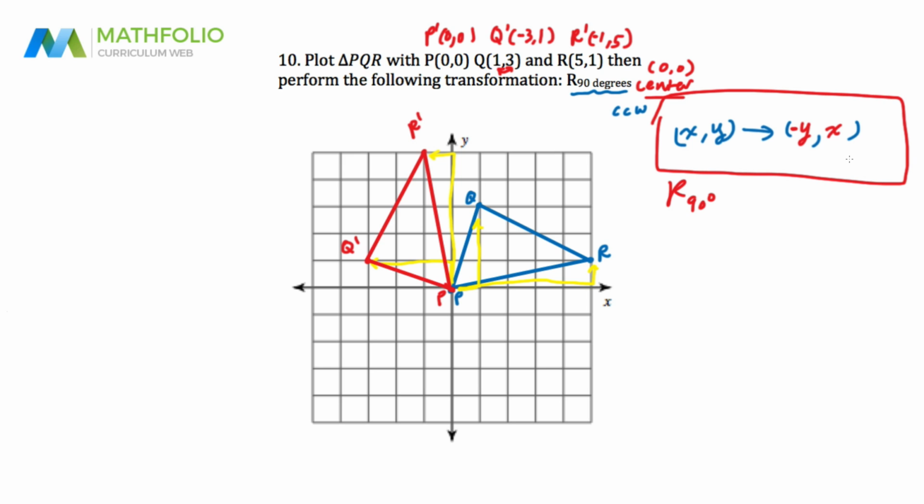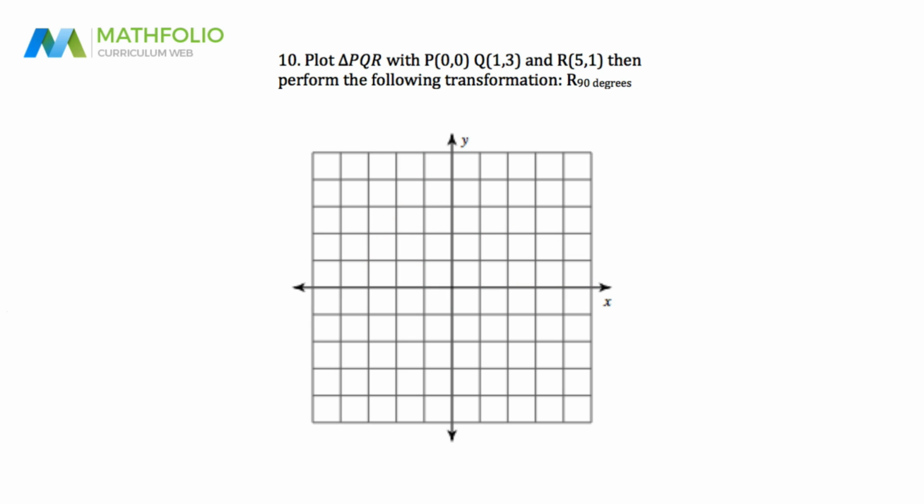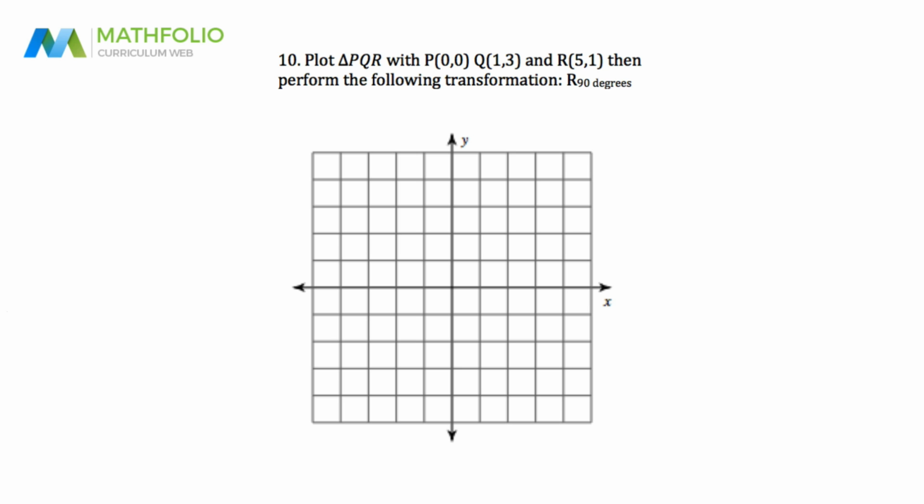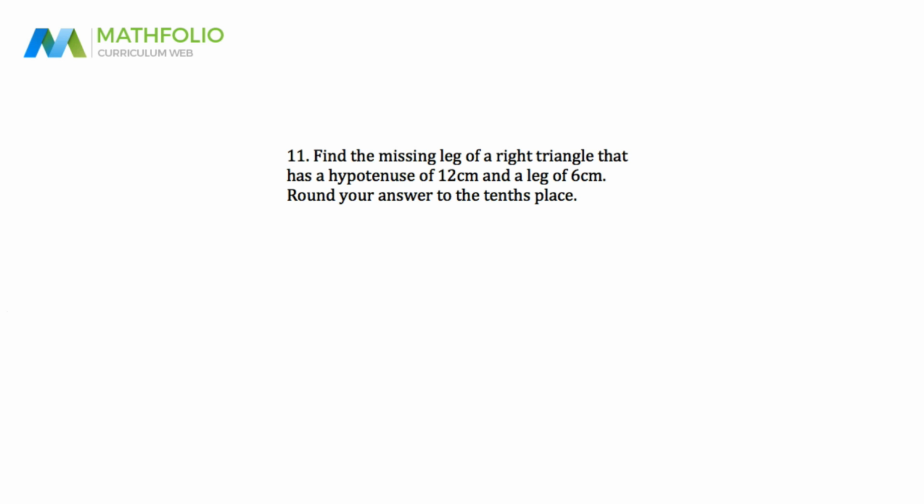So if you can remember this rule, then you could just do these 3 points first, and then you could plot them and then join them up. Otherwise, the yellow lines show visually where each of these points transform to, where they rotate to. So that was question number 9. Or rather, that was number 10. Okay, so now this is number 11.